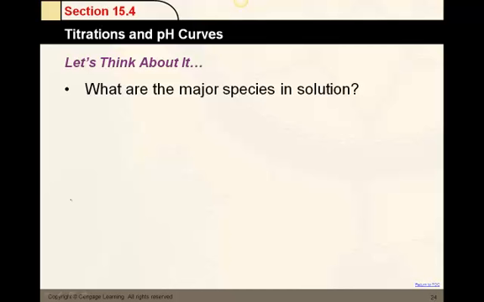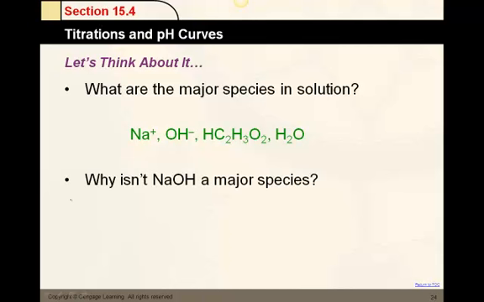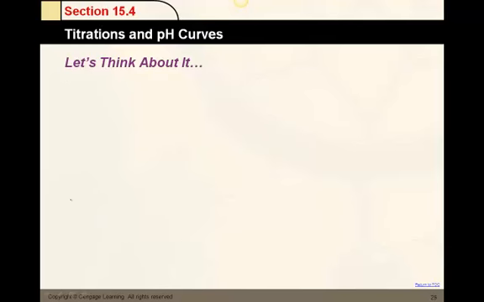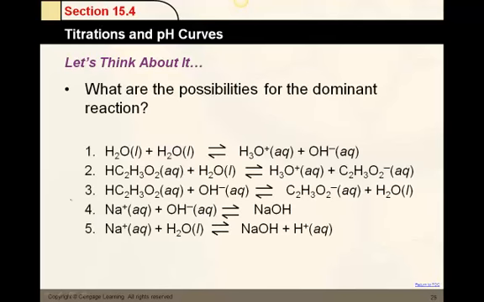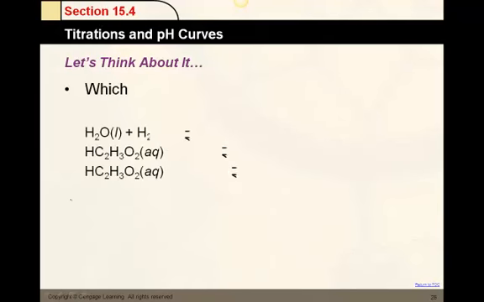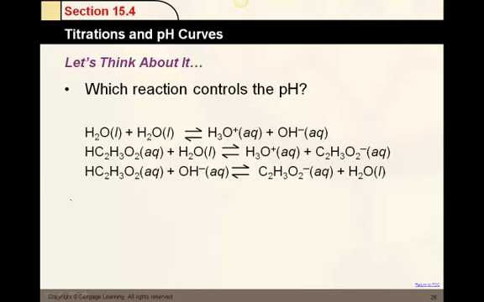Let's see what they do. They are listing the major species again. No problem with it, but I don't do that. We all know why NaOH is not a major species, because it ionizes 100%, and of course the sodium and acetate ions are not major species because they don't ionize. So they're really trying to focus in on what ionizes and what doesn't. And they look at all these reactions. Again, which one really happens? It's the one that controls the pH, which is the third one.